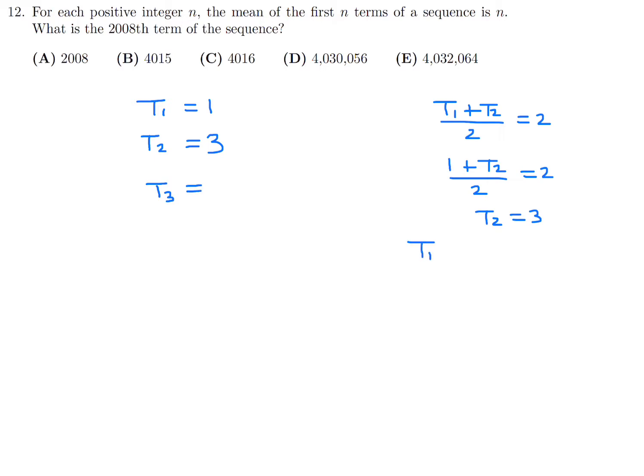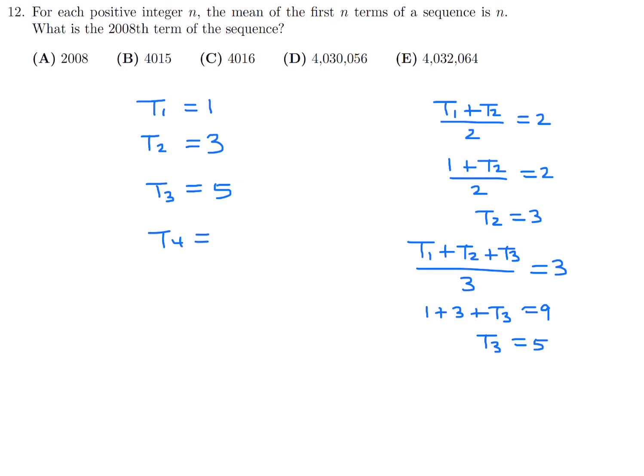t3, the mean of the first three terms is equal to 3. So there we go. So that means we got 1 plus 3 plus t3 is equal to 9, and therefore t3 is equal to 5. So already I think you're seeing a pattern here. Let's just do a couple more, just two more.